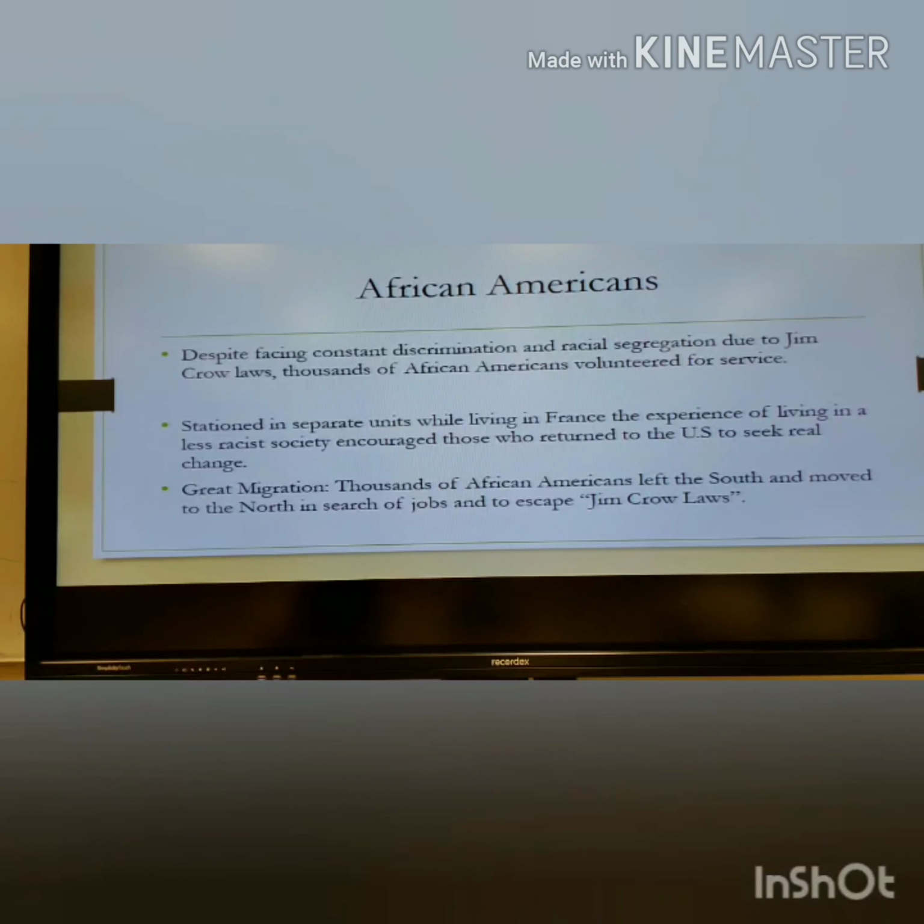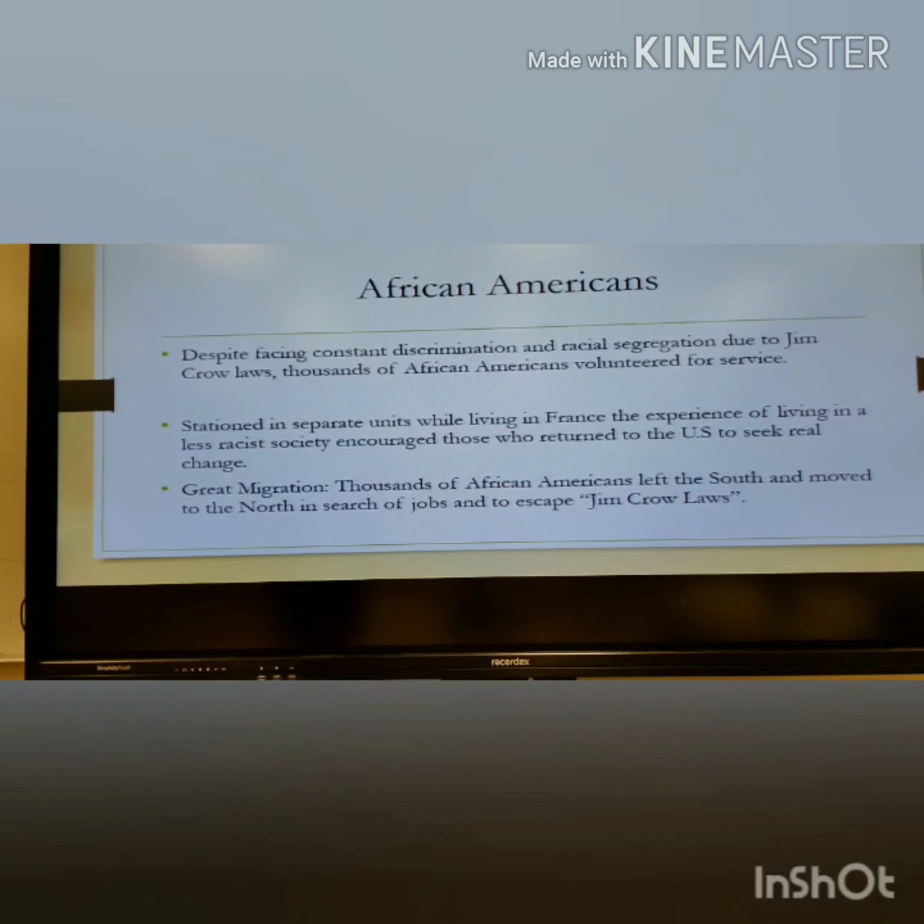Let's talk about African Americans now. There's a lot going on here with African Americans. They're still not getting fair treatment. There's constant discrimination. There's racial segregation in the form of Jim Crow laws. Yet thousands of African Americans volunteer to fight for the Americans. So you're probably wondering why? Well, number one, it's a damn job, okay? And the truth is, those opportunities were not available for African Americans. So enlisting in the Army is a sign of possible prosperity.